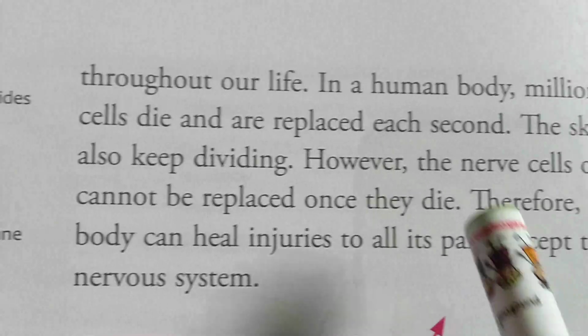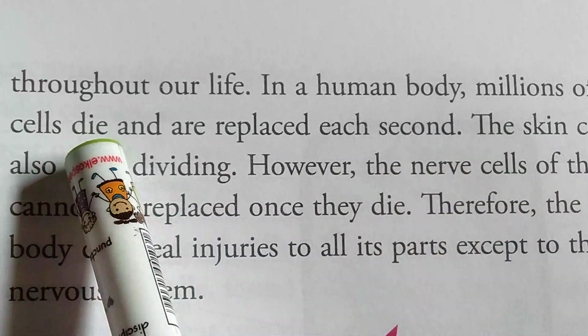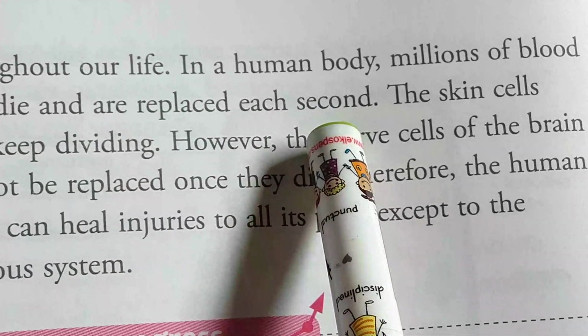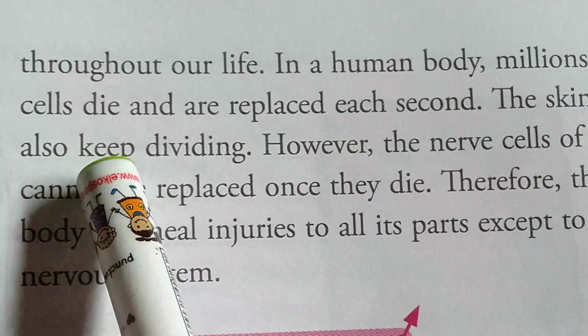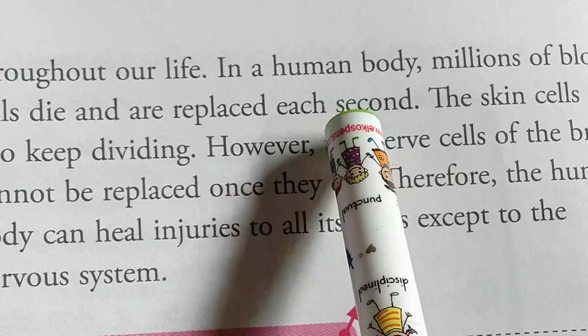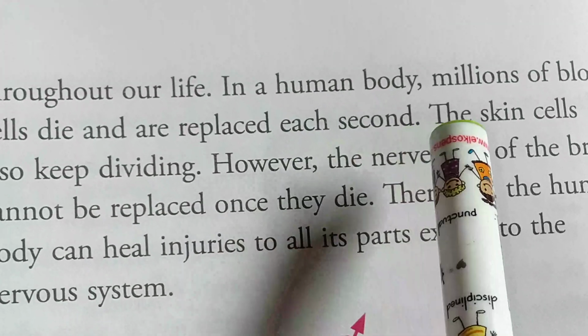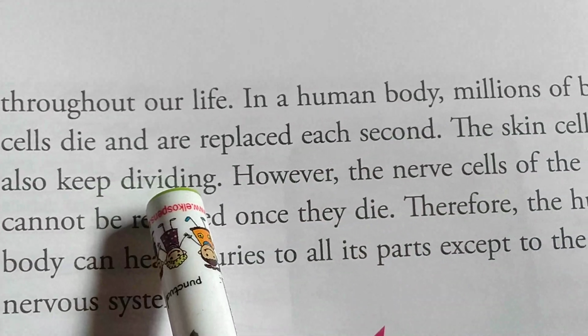Some cells in our body divide throughout our life. In the human body, millions of blood cells die and are replaced each second. The skin cells also keep dividing. So throughout our life, cell division happens. Blood cells are formed and replaced in very large numbers. Skin cells also keep dividing.